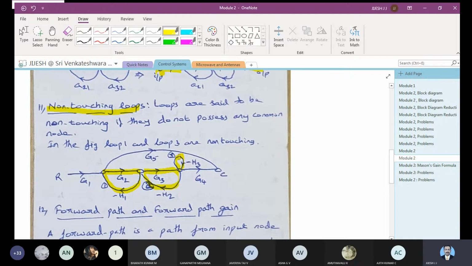Non-touching means, from the name itself it is very clear, that the loops should not touch each other. That means the loops should not share common nodes. So in this case, the loop 1 and loop 3 are not touching each other, so these loops are called non-touching loops.